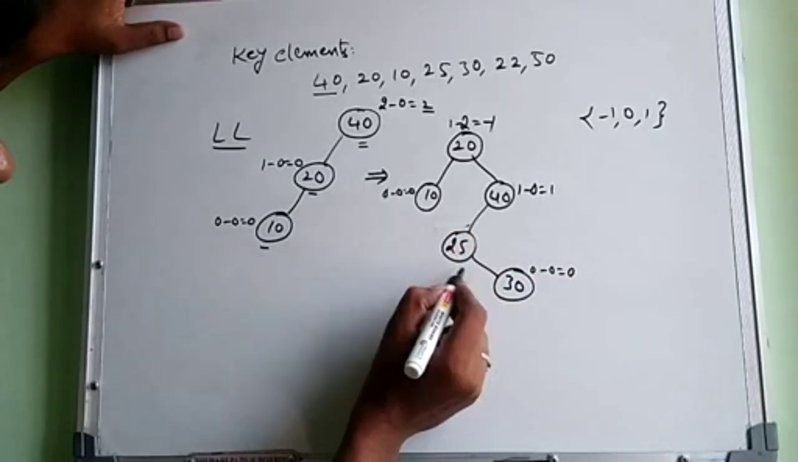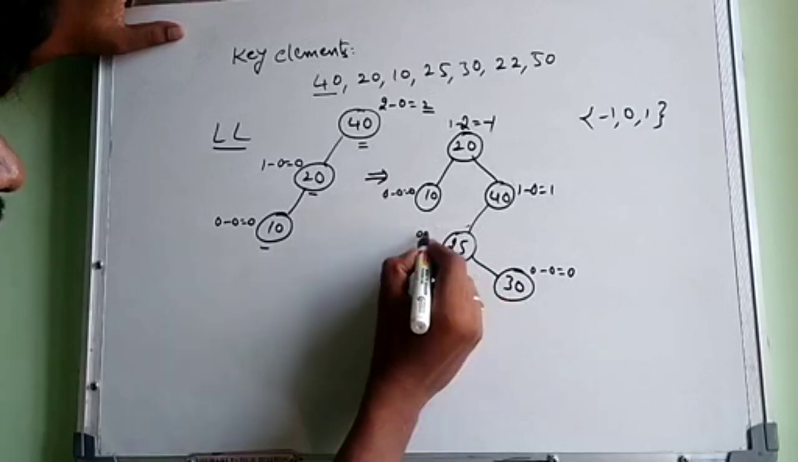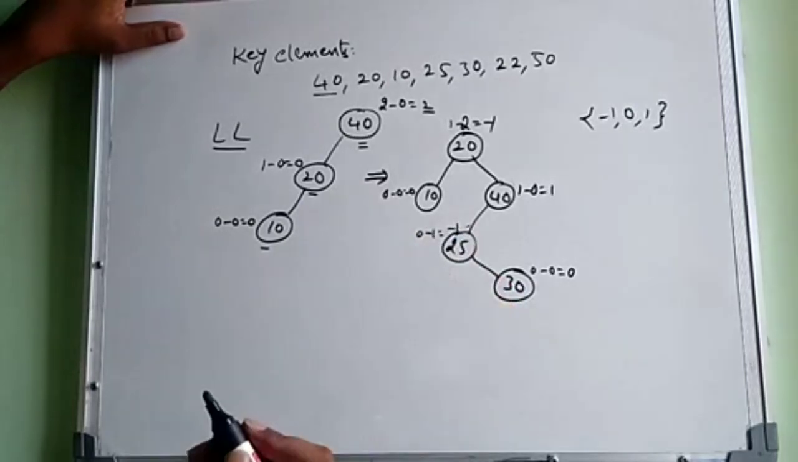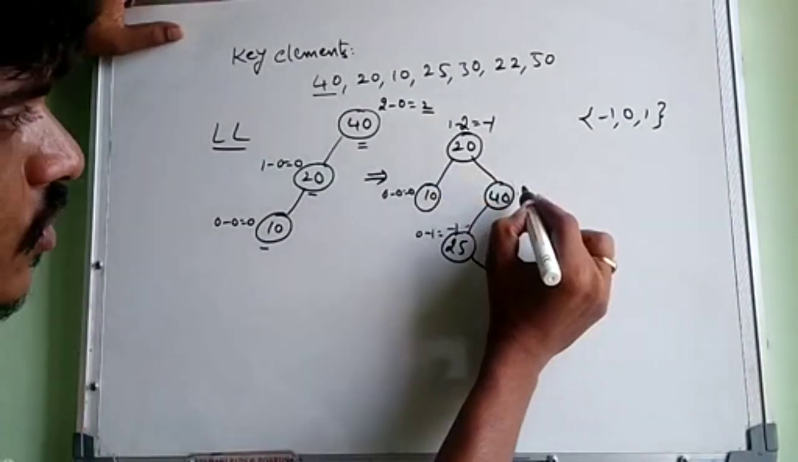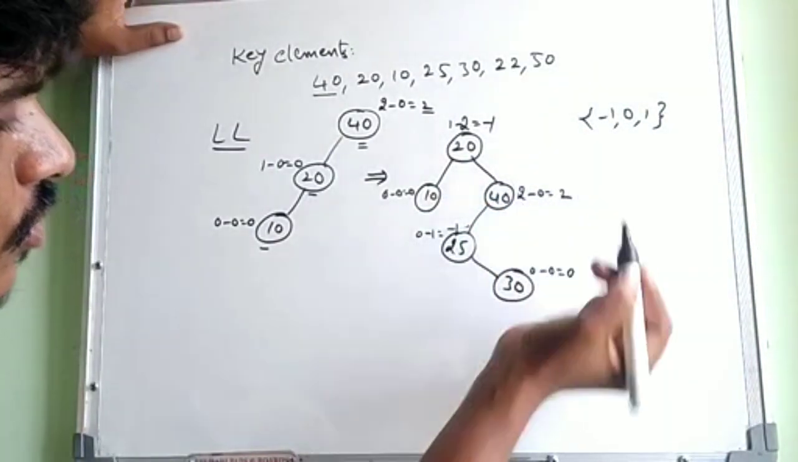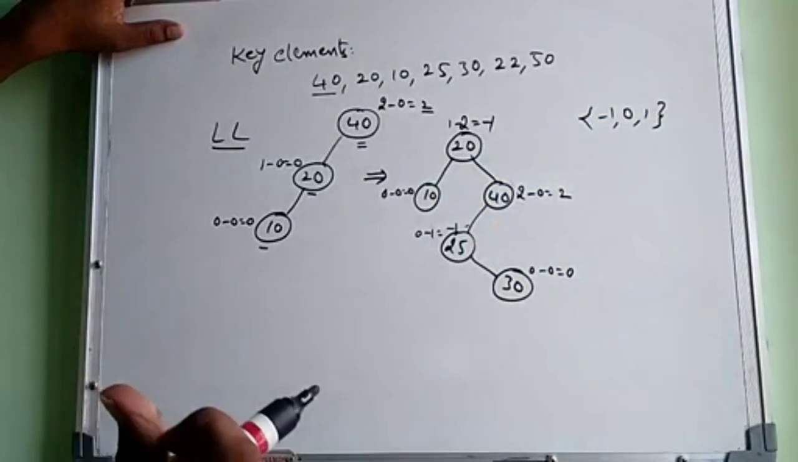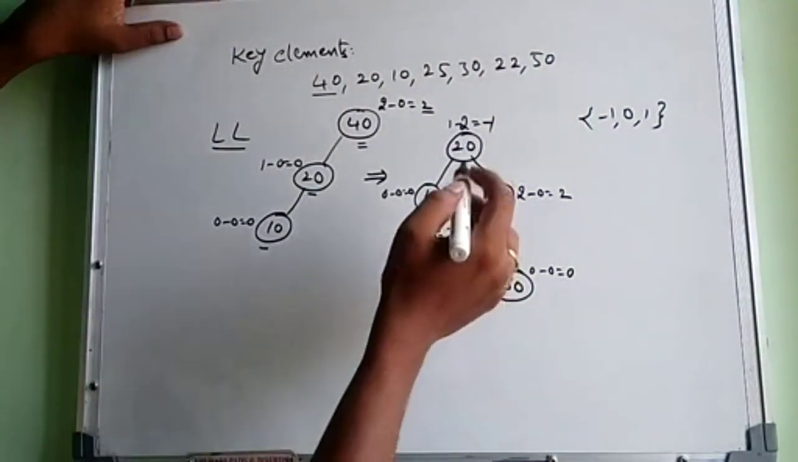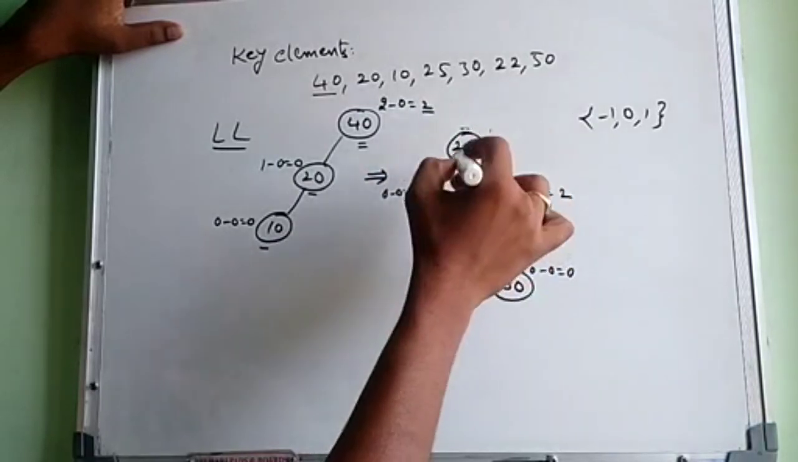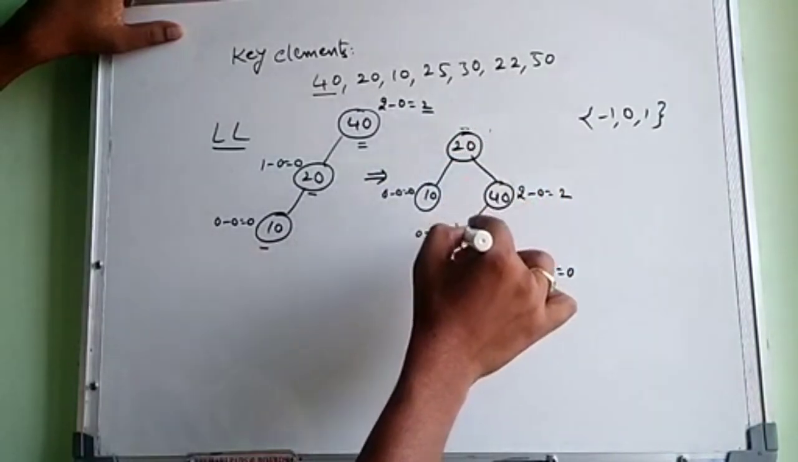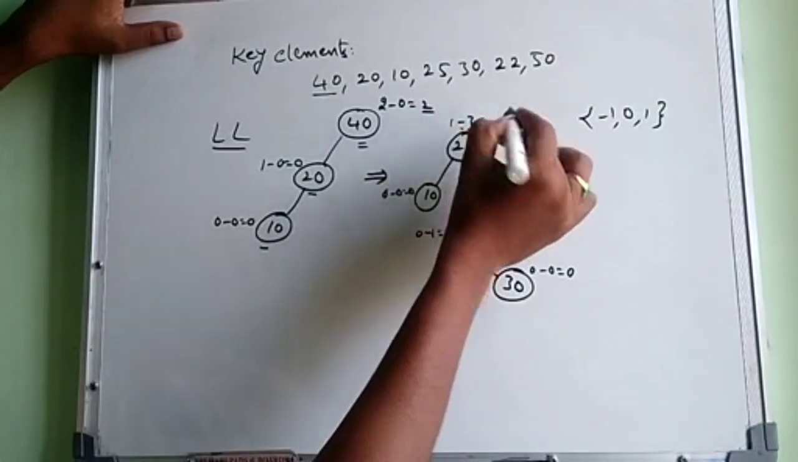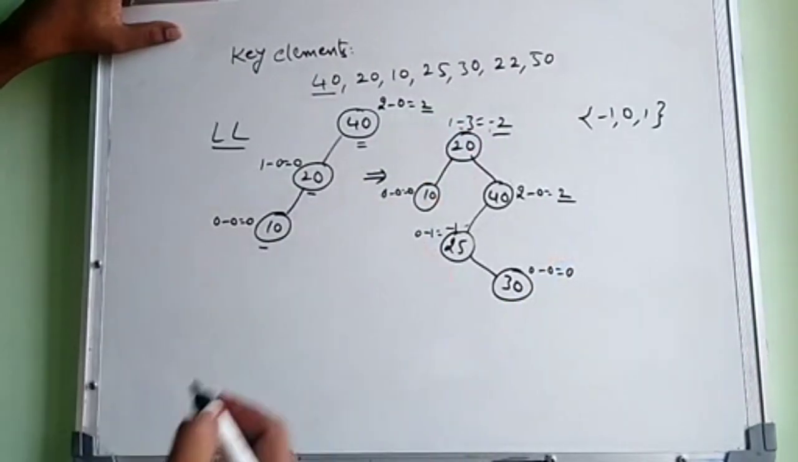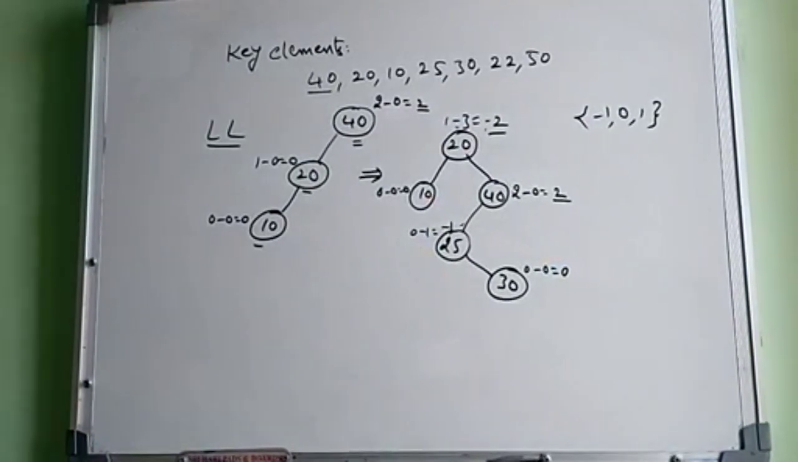Next, here no left child, only 1 right child, so the balance factor is minus 1. Next, here the left side is 2, the right side is 0, so the balance factor is 2. Next, here 0. Overall the left side is 3, so the balance factor is minus. So these two roots are affected.